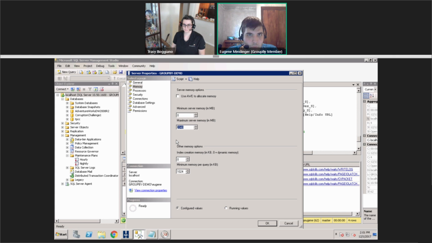And so that's really, really low. The minimum amount of RAM you need to be able to run SQL Server is 1 gigabyte. And so that's why we're seeing those page IO latch waits.